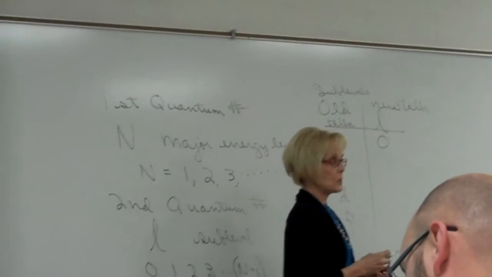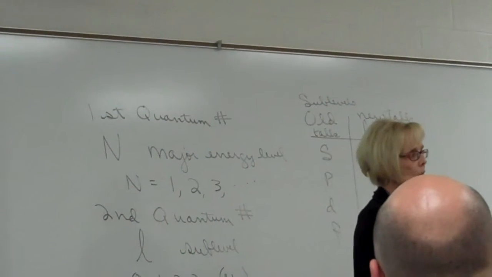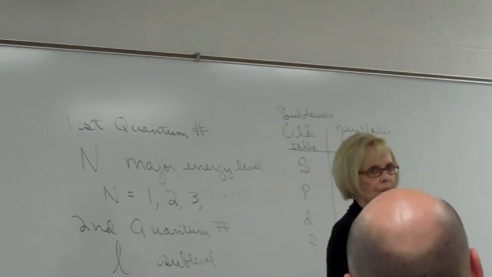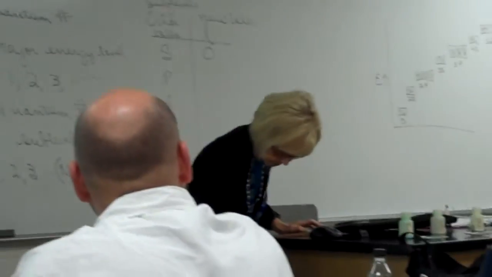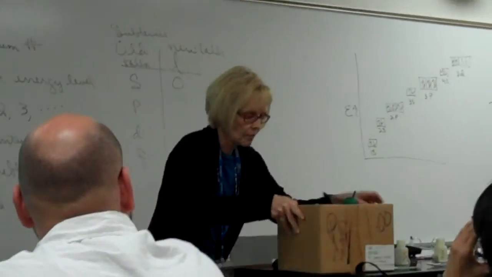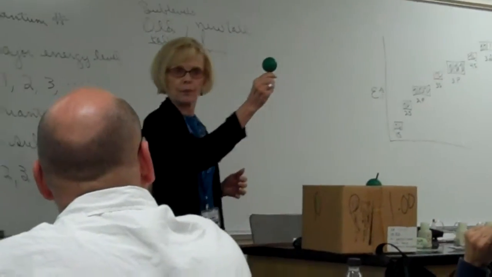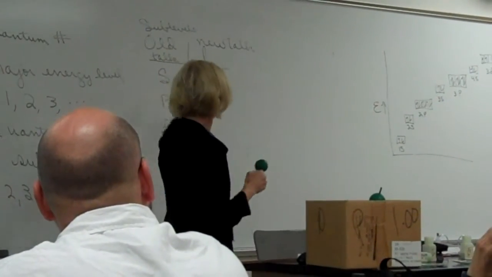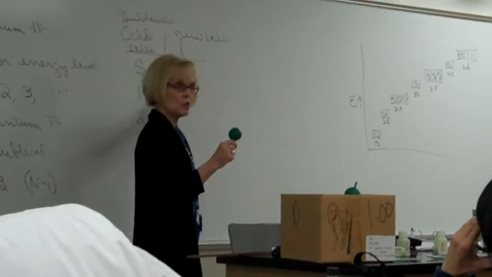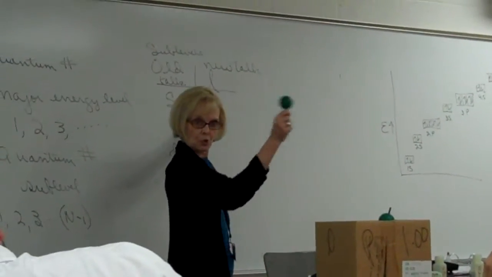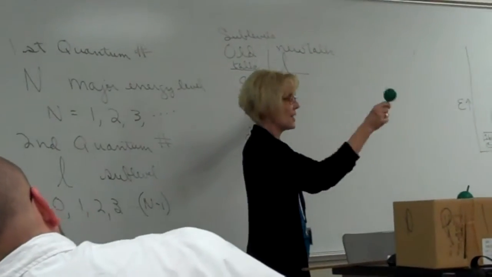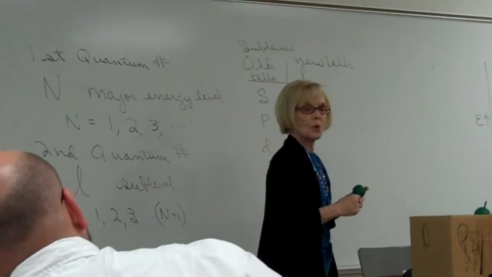Now what's going to help us remember that? What's the shape of an S orbital? It's a sphere. Like so. S. If I tried to draw a sphere on the board, I would draw a circle. But that's a 0. Okay, so it's code.